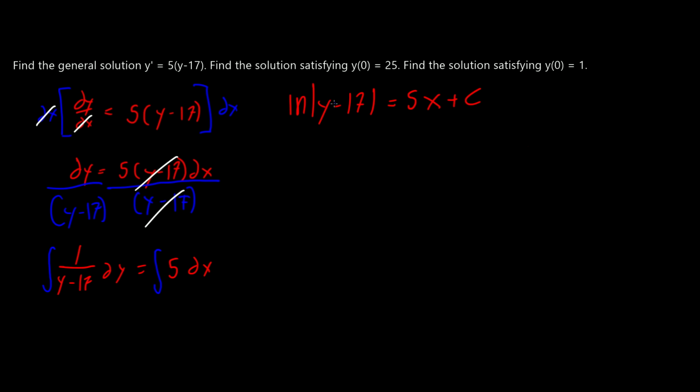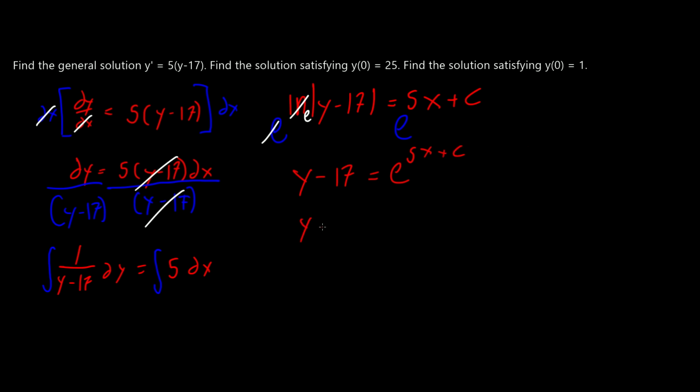So now, in order to get this y out of this natural log, because we are going to solve for y, we need the general solution. We're going to introduce e, and then e will be to the power of both of these. So from here, you must recognize that natural log has a base of e, and because of that, we can actually cancel out the natural log with the e. So we're going to end up with y minus 17 on the left, and then this will equal e to the power of 5x plus c.